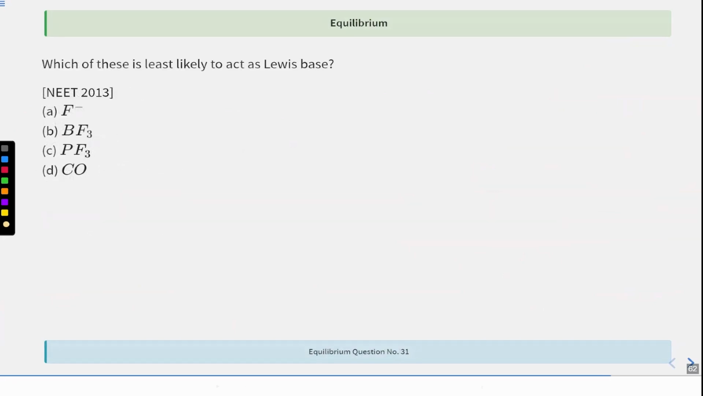Now, which of these is least likely to act as a Lewis base? For this, you need to know what is a Lewis base and what is a Lewis acid. A Lewis acid is basically an acid that accepts an electron pair, and a Lewis base donates an electron pair. Lewis acid accepts, Lewis base donates.